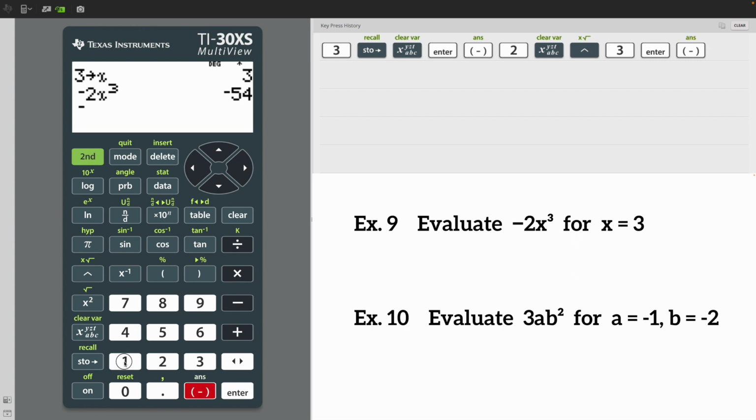So negative 1, I want to store, I press the store button. Now all the variables are on the same button, okay? So I'm just going to press this variable button as many times as I need to get to the letter I want. So I want A. So let me start typing X, Y, Z, T. There's A. And I'll press enter to store it.